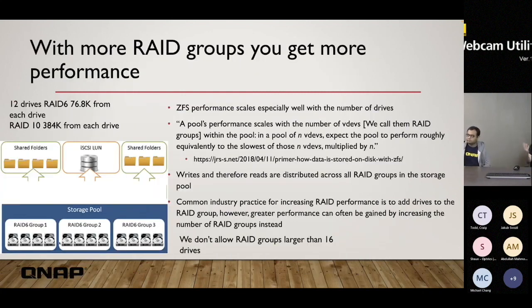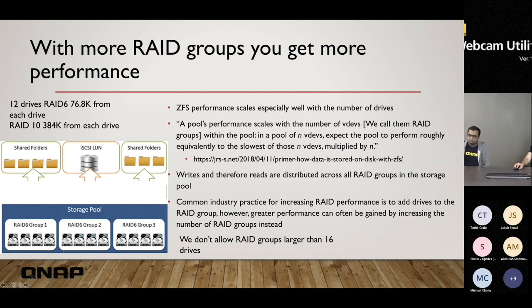So something else that's great about ZFS is it natively writes to all the RAID groups in the pool at the same time. Meaning with more RAID groups, you get more performance. Like if you imagine a 24-bay NAS with 3 RAID 6 groups, you write a file, it actually writes to all 3 groups at the same time for faster write speed. When you read that file, it reads from all 3 RAID 6 groups at the same time for better read speed. And this is even true if you add an expansion unit.